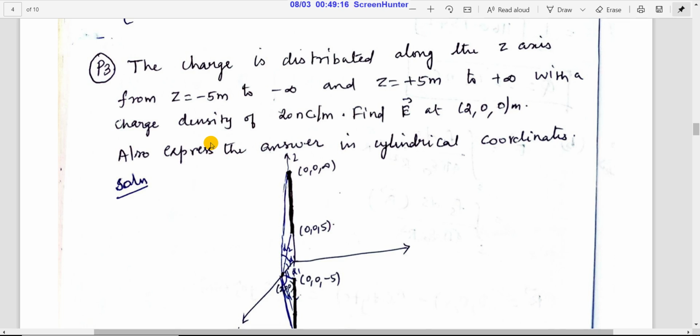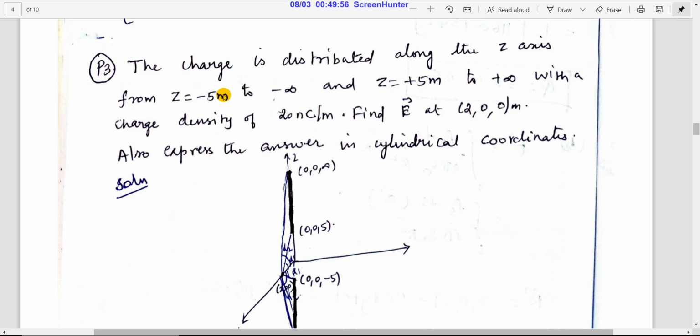So, the third problem which we are going to see is the line charge problem. The problem is: the charge is distributed along the z-axis from z equal to minus 5 to minus infinity and z equal to plus 5 to plus infinity with a charge density of 20 nanocoulomb per meter. Find the electric field E at (2, 0, 0) meter. Also express the answer in cylindrical coordinates. This is the problem given.